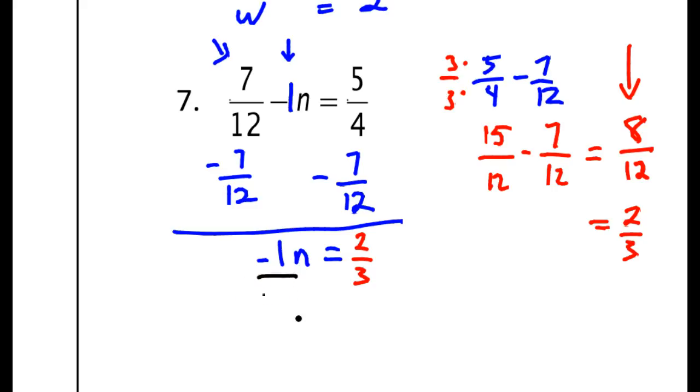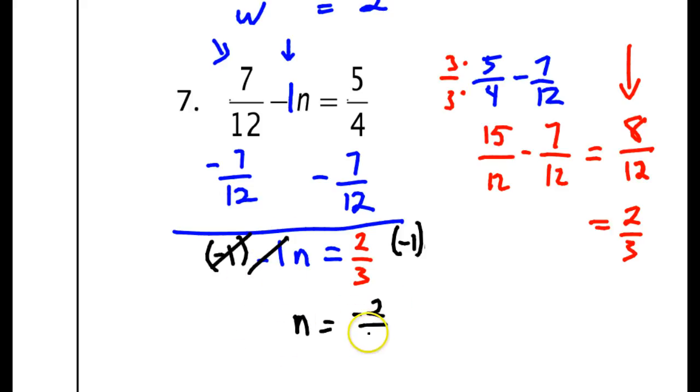And let's finish it off by dividing both sides by -1. Or actually, let's do it the other way. Whenever you have a coefficient of -1, you can divide or multiply by a -1. So I'm going to multiply by -1 here, just because it looks weird to say 2/3 divided by -1. Okay, so -1 times -1 is +1. So we have 1n equals -2/3. There we go.